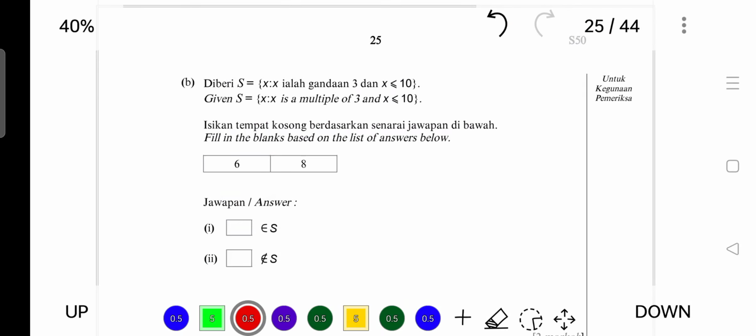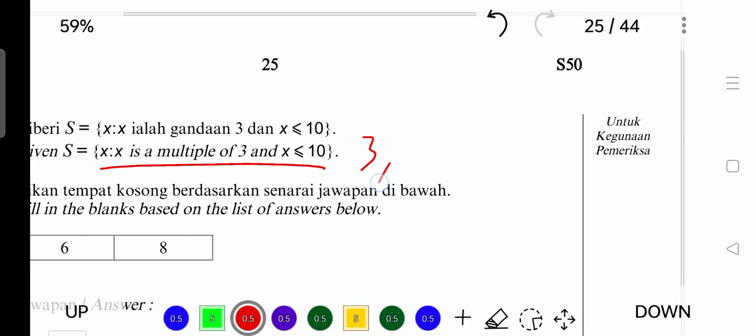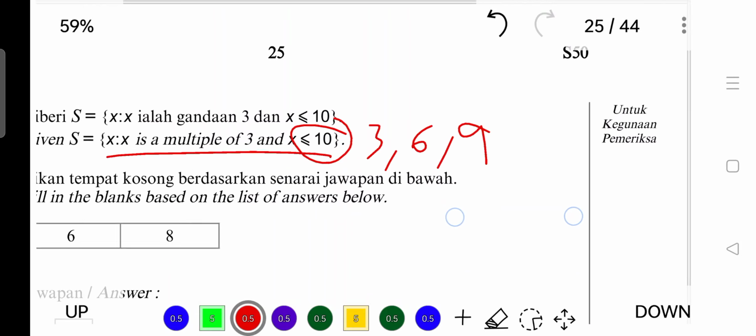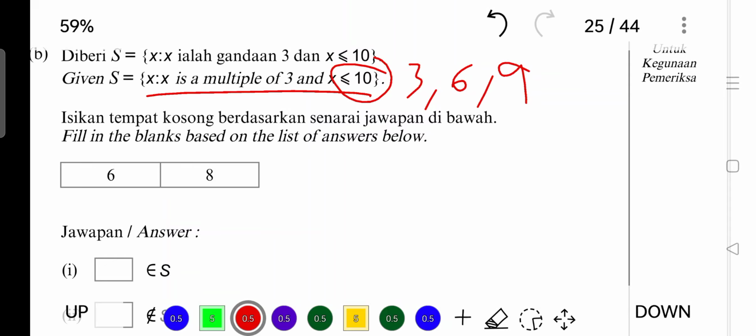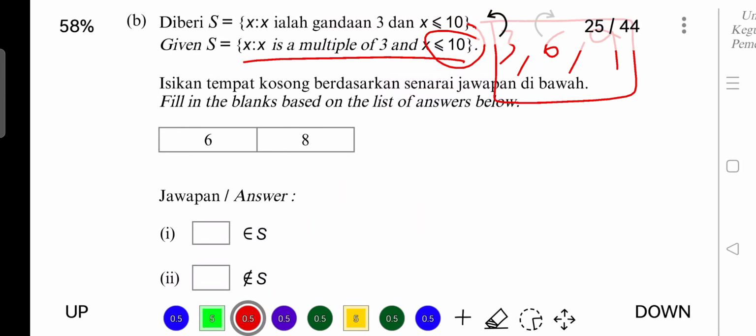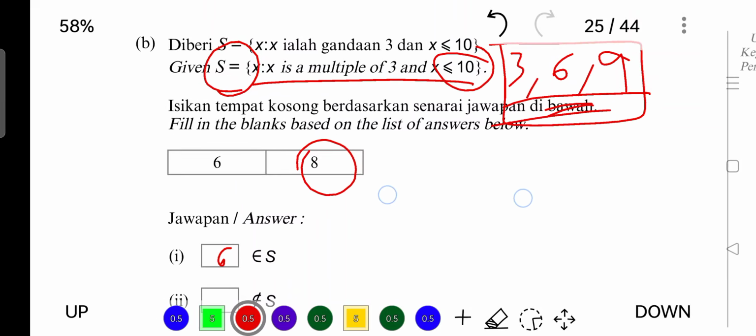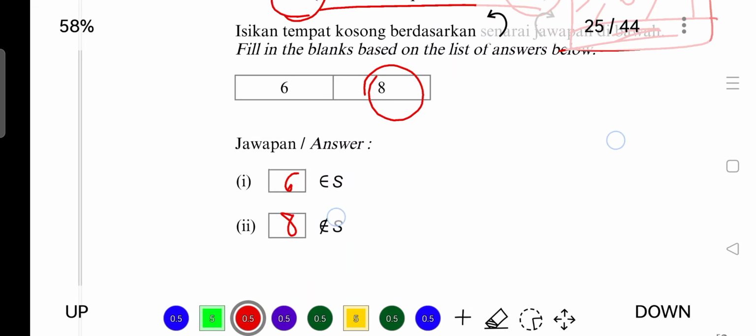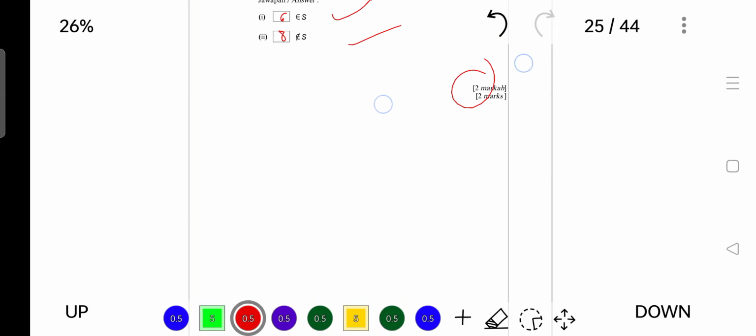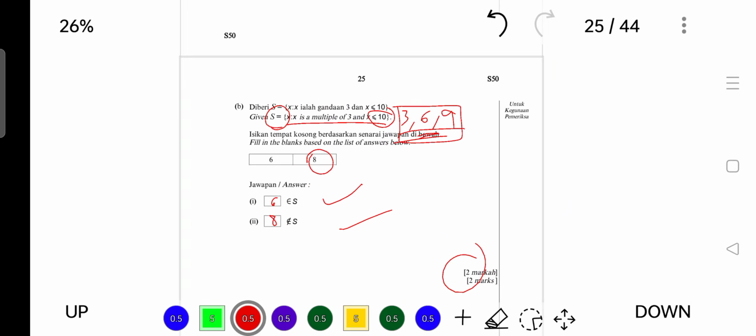You have to fill in the blanks on the list. List has been given. Multiple of 3. Multiple of 3 is 3, 6, 9. You don't go to 12 because answer should be less or equal to number 10, right? So you have only 3, 6, 9. 6 is in S, right? So we can write 6 here, and number 8 is not in S, so your number 8 will be here. So you get these for 2 marks, right? That's it for part B. Okay, let's look at part C just in a bit.